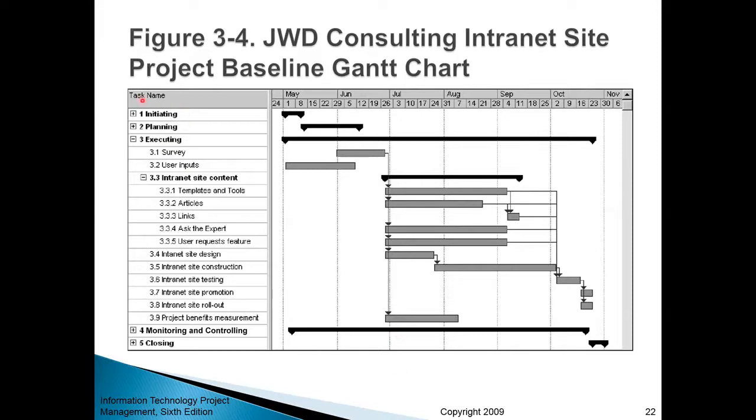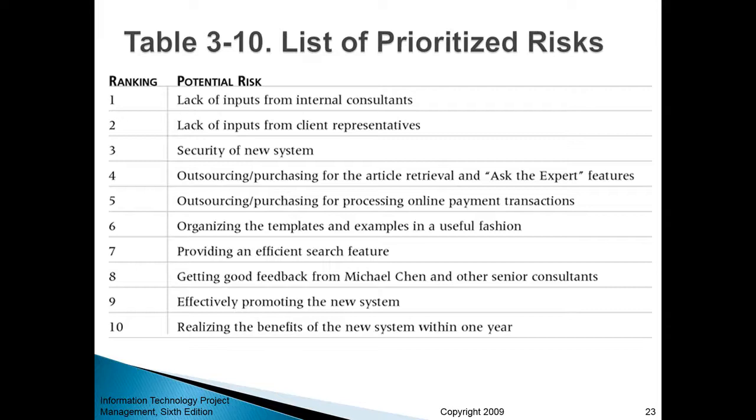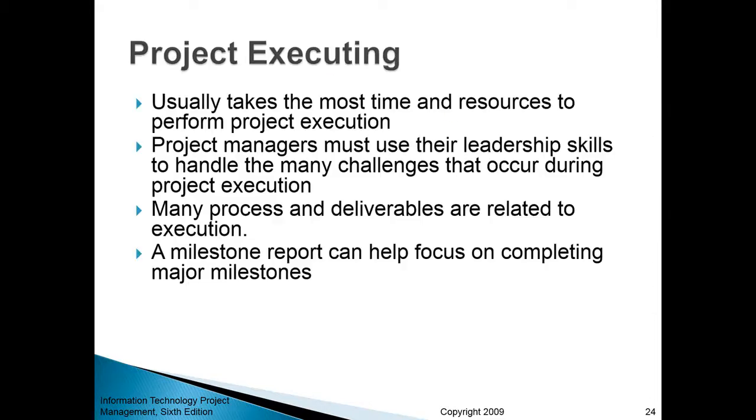In Microsoft Project, once you create a work breakdown structure and you enter all the details, including dates, for each of the tasks, then it's very easy to generate a Gantt chart or a network diagram. And here you see an example of a document that contains a list of prioritized risks. So this is something that is carried out during the planning stage.